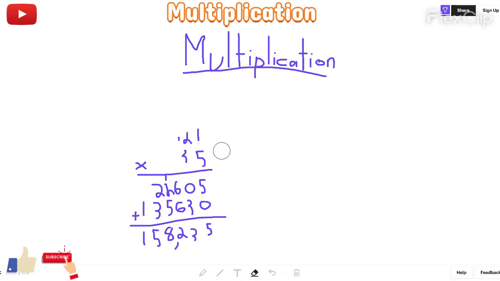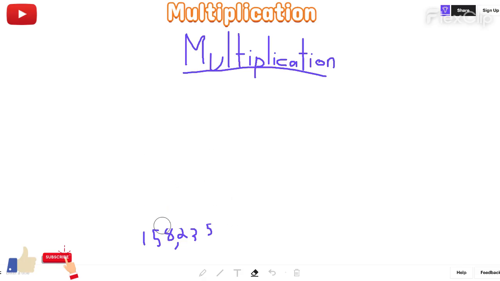For our last equation, it's going to be a little bit harder, but I'm sure you guys can manage. So it's going to go like this. 6,781 times 5,532. So it's going to go like this.